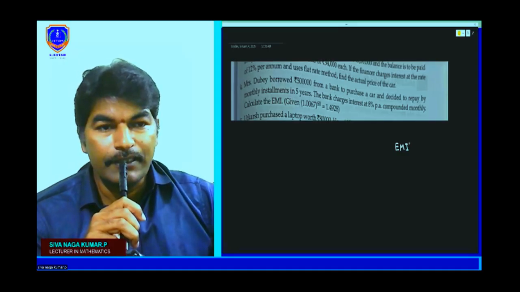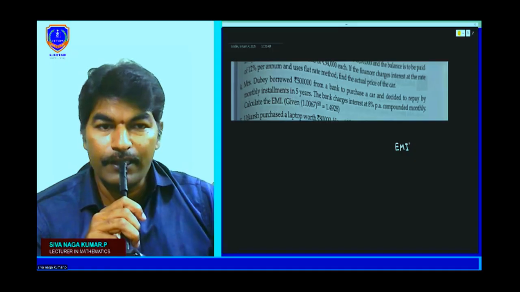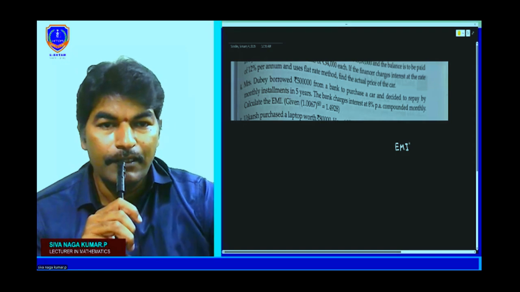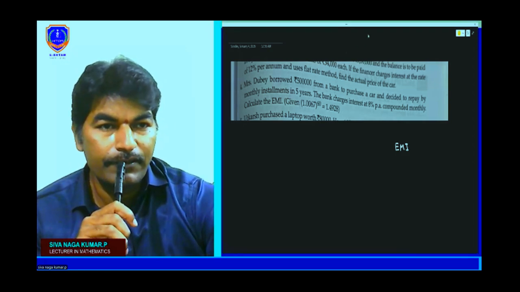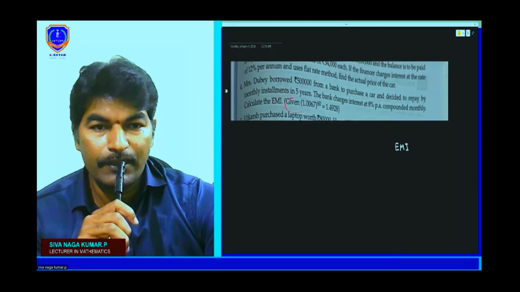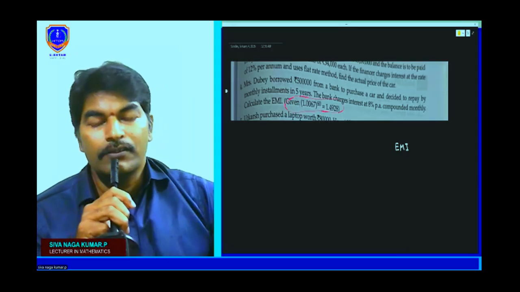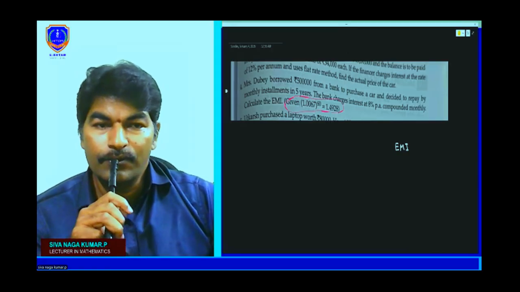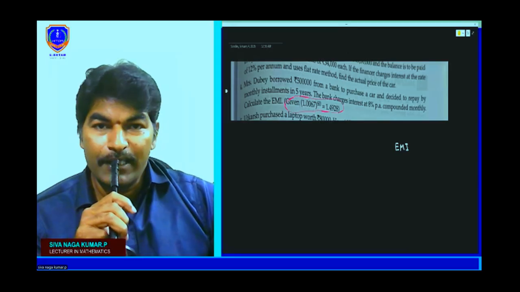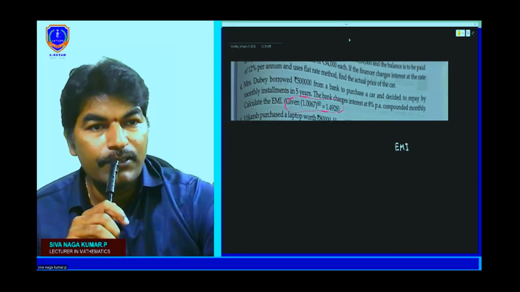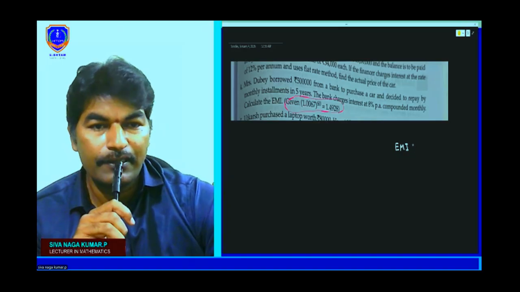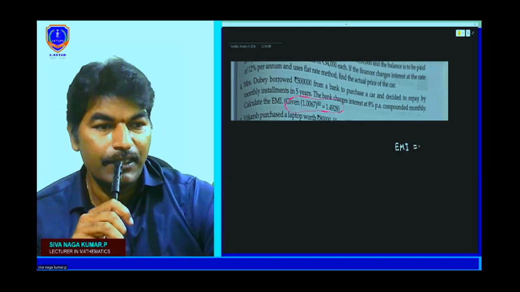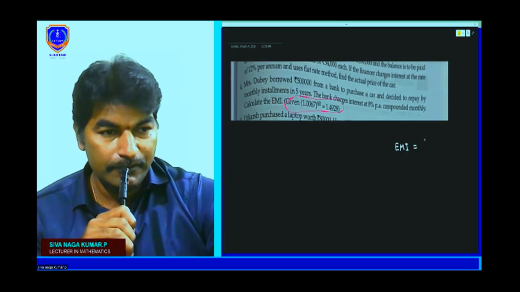Okay, understood. If it was 2 marks or 3 marks, the same question or an MCQ, then you can go with the flat rate method. But here, look at this part given. This hint will lead us to the reducing balance method. According to the reducing balance method, what is the formula? There are two formulas, and I will tell you both. EMI will be calculated with two formulas.